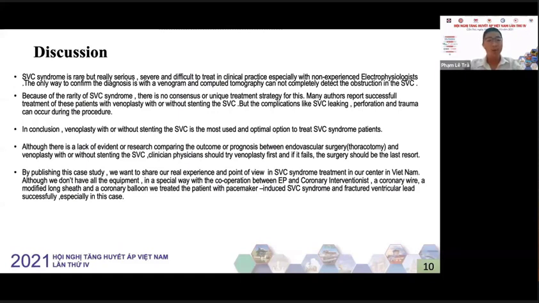Although we don't have all the equipment, in a special way, with the cooperation between EP and coronary interventionists, using a coronary wire, a modified long sheath, and a coronary balloon, we treated successfully the patient with pacemaker-induced SVC syndrome and fractured ventricular lead. Thank you for your attention. Don't hesitate if you have any question or comment about my case and my procedure.